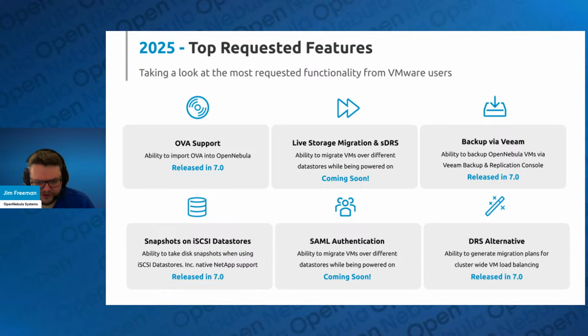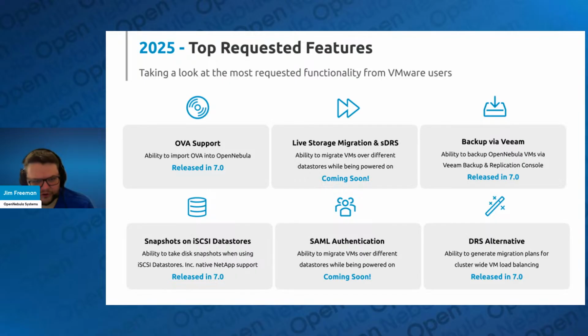The ability to do snapshots on iSCSI data stores. Everyone knows that many KVM platforms have a similar issue where you use LVM to deal with these shared data stores. OpenNebula does it in a similar way, but we've spent a lot of time building improvements to this so you can do snapshots and thin provisioning and things like that when still using your existing iSCSI or fiber channel data store.